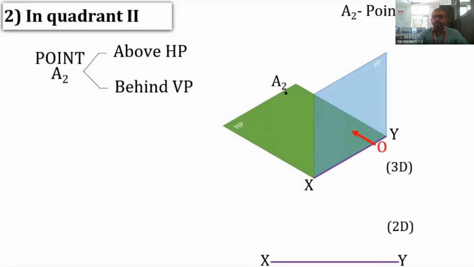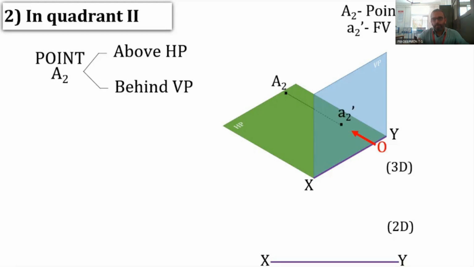Now, as in the previous case, the observer is observing from this direction to get the front view. Since this point is in the second quadrant, the vertical plane comes in between the observer and the point. So we assume a perpendicular ray of light emanating from A2 and traveling towards the observer. So it will be like this.